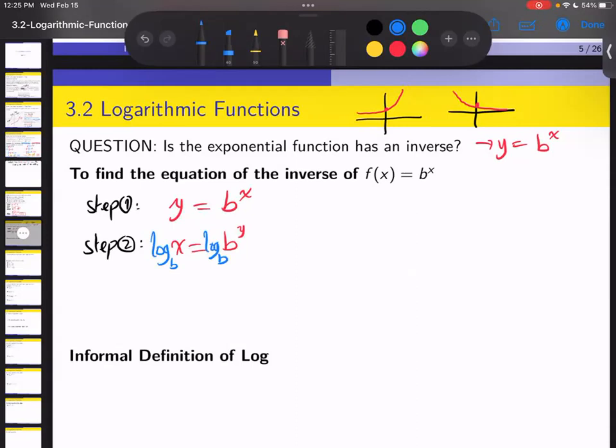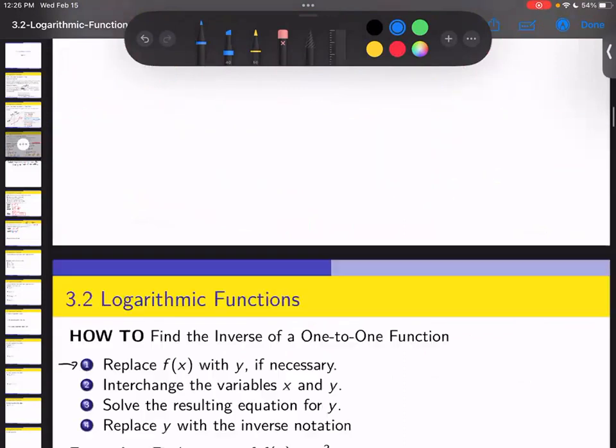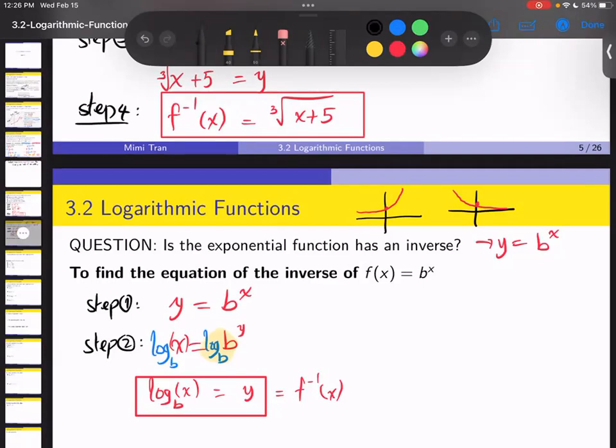Remember what I told you, if two functions are inverses of one another, what happens when you shove one into the other? They equal x, right? If you put one inside another, they equal just the one letter x. b to the y and log base b are inverses. This cancels, so y drops, according to the property of inverse functions. So all I have is log base b of x on the left-hand side, equal to y. And this right here is the inverse of f.